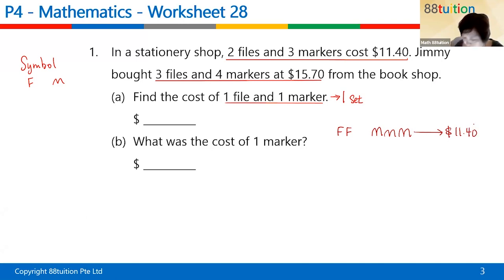And this total cost will be $11.40. Got it? But what Jimmy buys is 3 files. So let's take a look at what Jimmy buys. 3 files, maybe I put them side by side here: 1, 2, 3. And 4 markers: 1, 2, 3, 4. And what you get from here is $15.70. So you can see, if you step back and observe, do you realize that I'm going to show you something like this? I'm going to box this up.